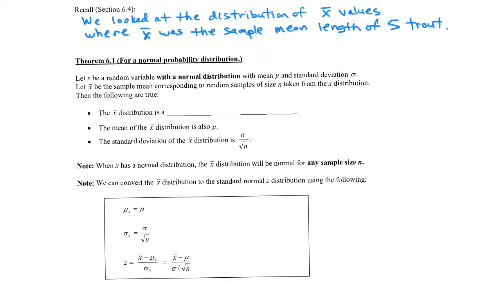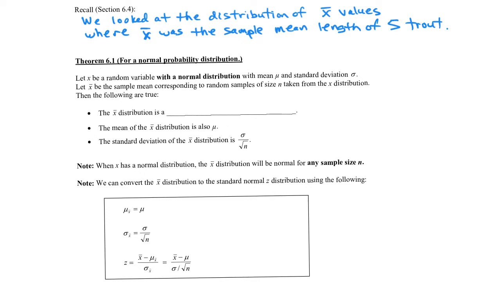So we were thinking about if we took all of these sample means, these mean values of 5 trout, and we lined all of those up on a number line, what would those look like? Before we actually talk about the central limit theorem, we're going to talk about another theorem. This one isn't as well known. In fact, it doesn't really have a name. It's just theorem 6.1, but it'll get us started.